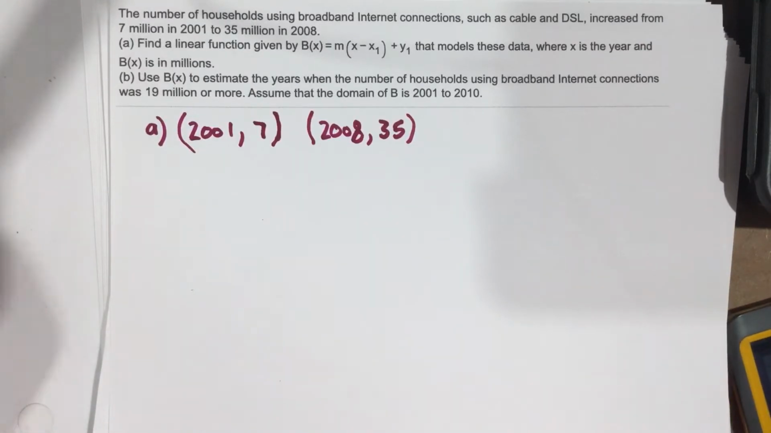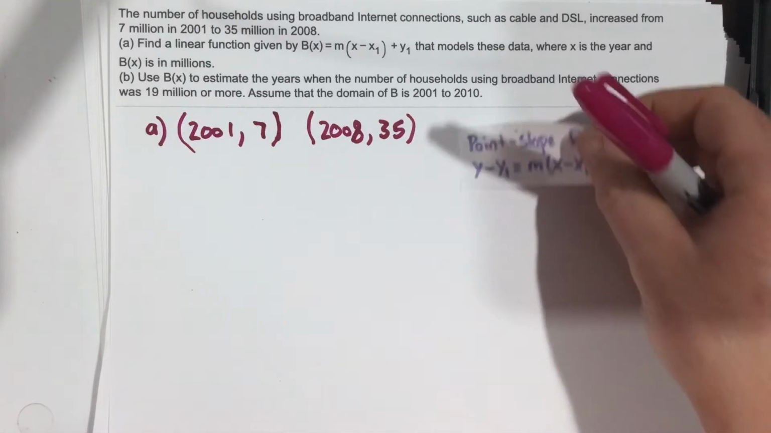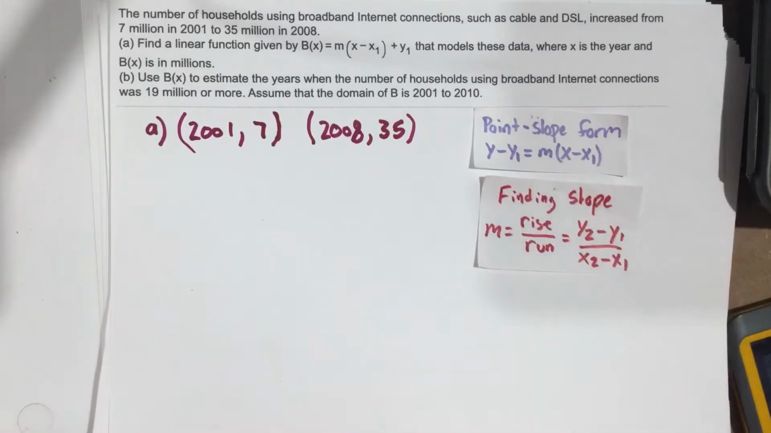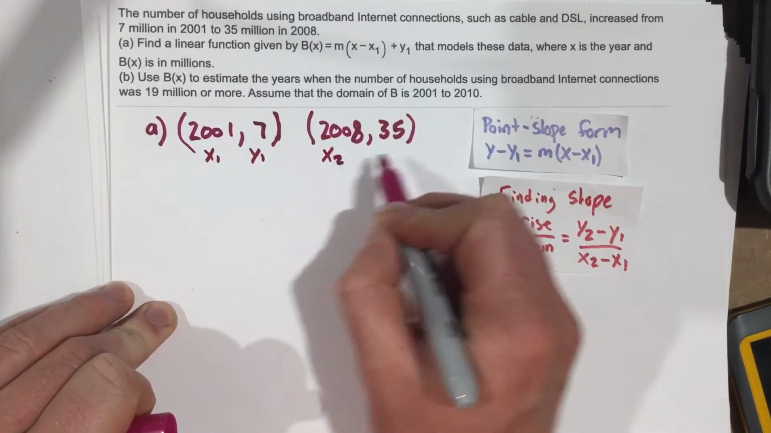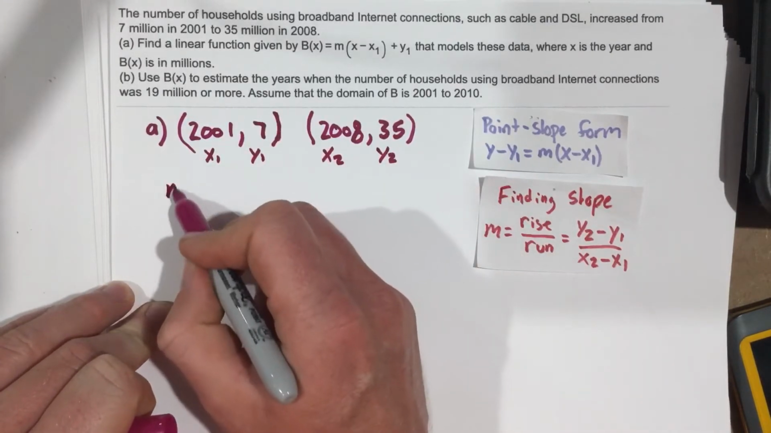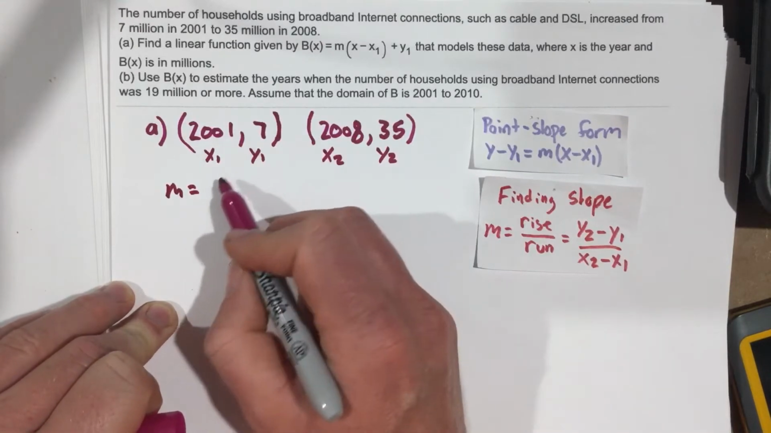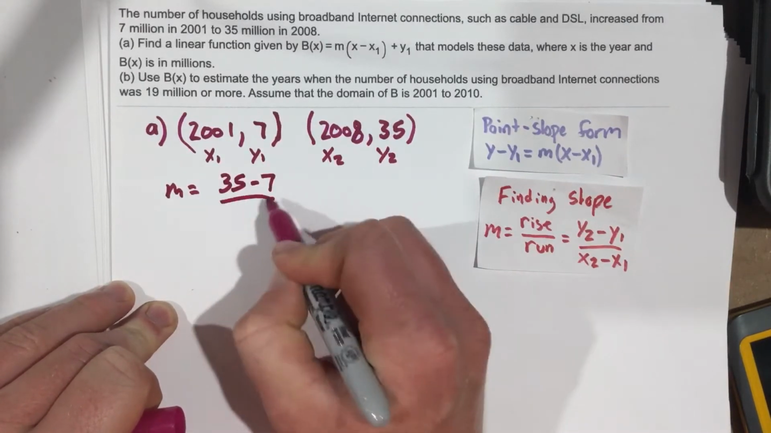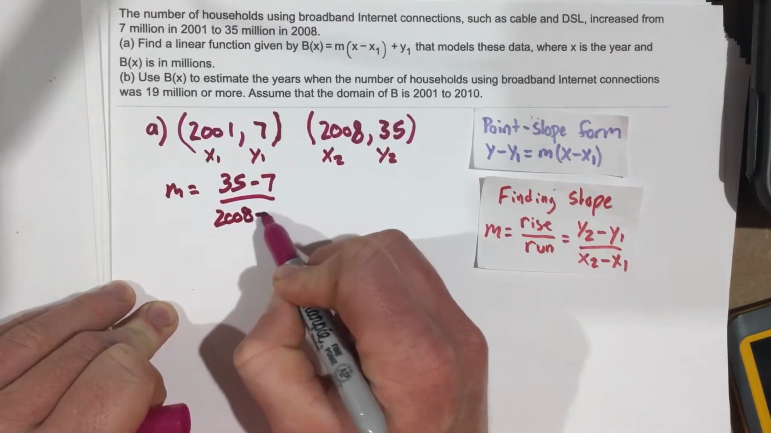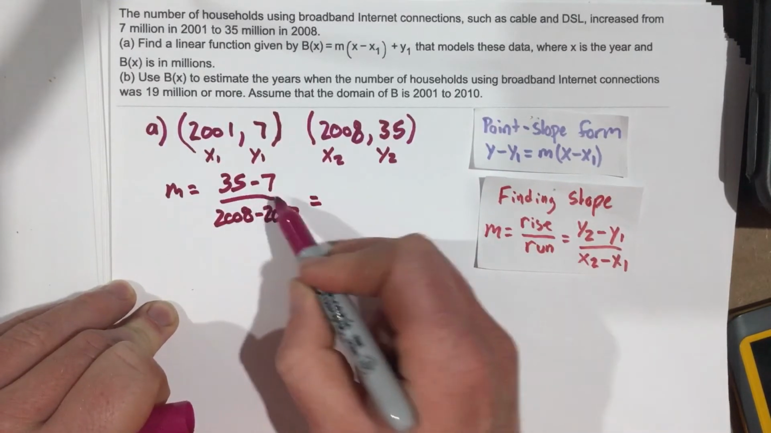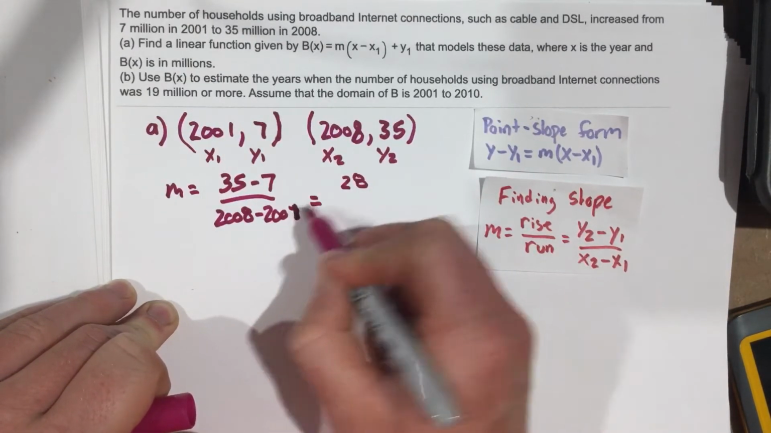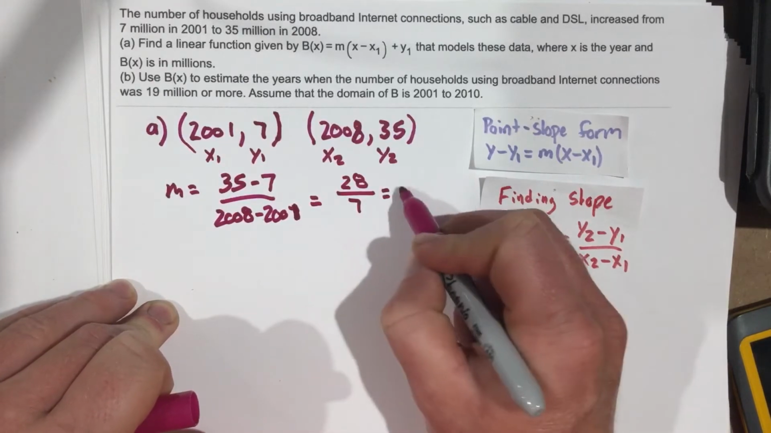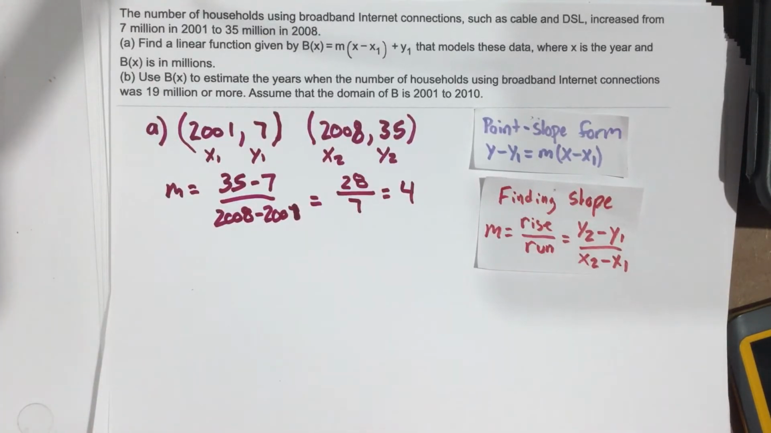So we're going to start by using our point slope form equations, and we're also going to use the formula for finding slope. So we're going to say this is x1, y1, and this is x2, y2, and we're going to say our slope is y2 minus y1, so 35 minus 7 over 2008 minus 2001. 35 minus 7 is 28. 28 over 7, which comes out to be 4. So our slope is 4.